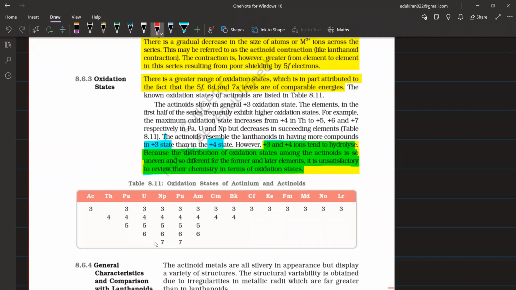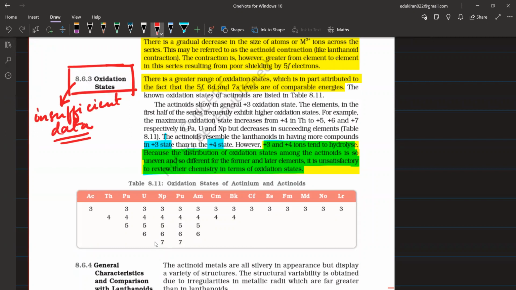Okay? So generally the oxidation states of actinides are not discussed much because of insufficient data. The chemistry is not that available. Also, most of the actinides are not even 1 nanogram in this whole universe. Not the whole universe, my bad. In this whole world, you don't have even 1 nanogram.